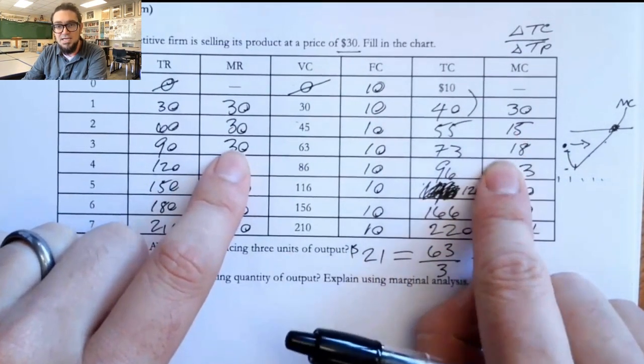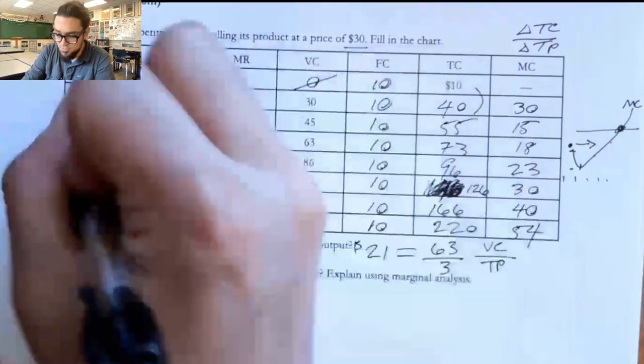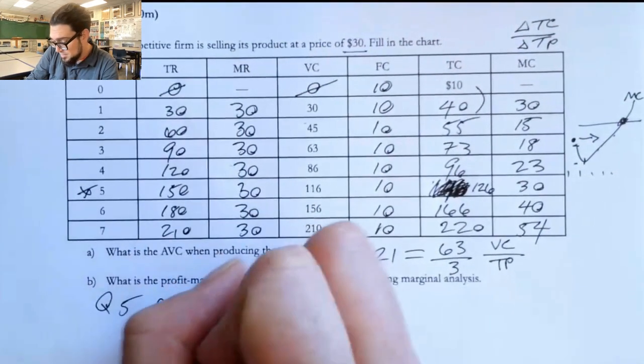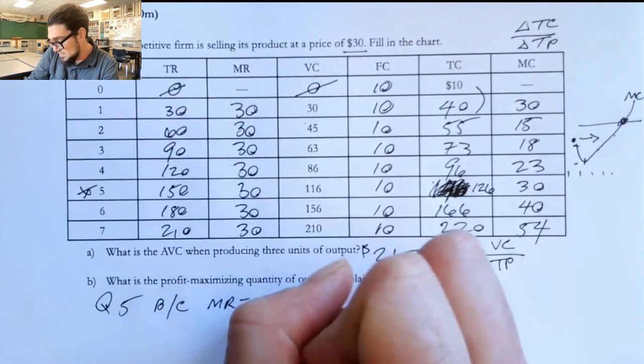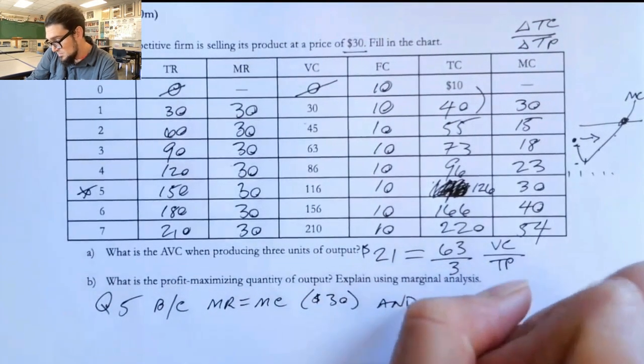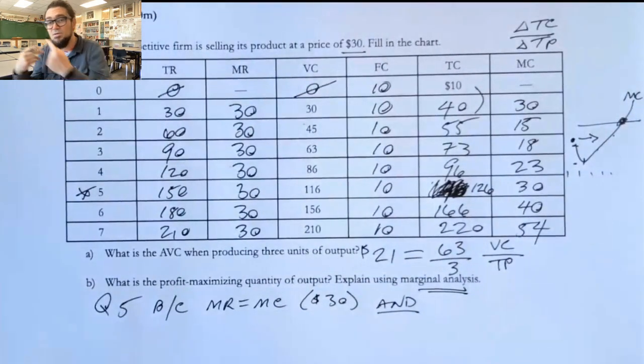15 is less than 30, 18 is less than 30, 23 is less than 30. There, 30 equals 30. So we are going to produce 5 units, quantity 5, because MR equals MC, 30. The idea here is marginal analysis requires that we think about what's the next unit, why wouldn't we produce the next unit? That's really what they're saying when they say explain using marginal analysis. They're saying, why wouldn't you make the next one?